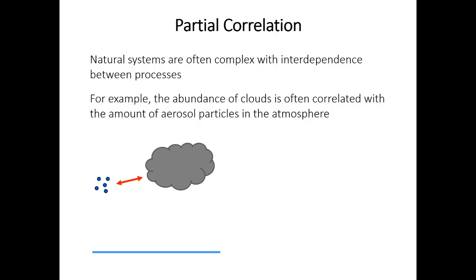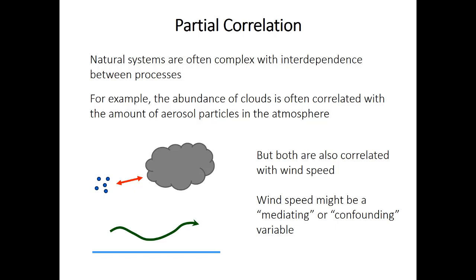As an example, the abundance of clouds over the ocean often is correlated with the amount of these tiny particles called aerosols. When there's a lot of aerosols, there's also a lot of clouds, and vice versa. But both aerosols and clouds can be correlated with wind speed. So maybe wind speed could be something called a mediating or a confounding variable. Perhaps some or all of the correlation between aerosols and clouds occurs because both of those two things are actually correlated with the third factor of wind speed. So what I'd really want to know is, what was the strength of correlation between aerosols and clouds after accounting for the fact that wind speed might affect both of them?